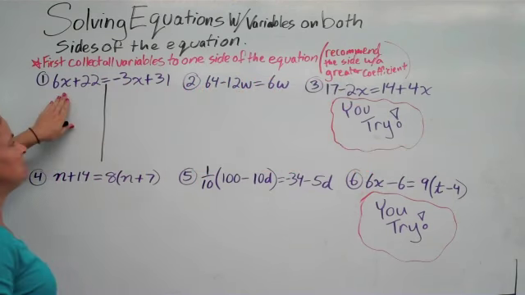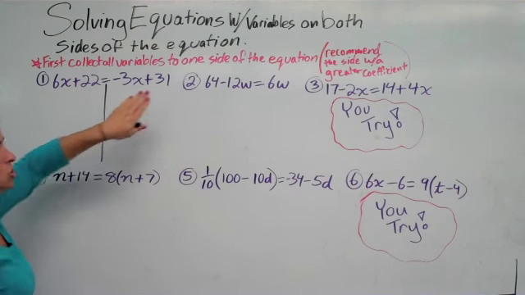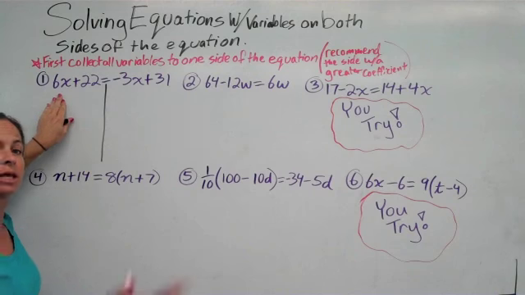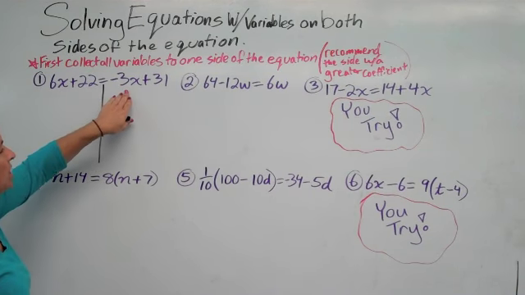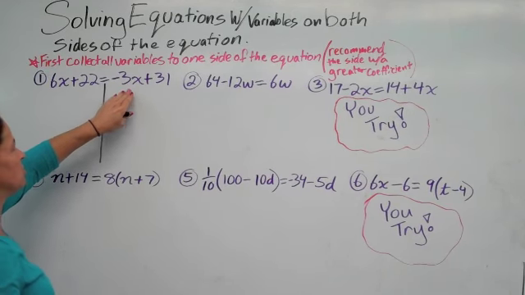I'm going to look at this. I have 6x plus 22 equals negative 3x plus 31. So do I have more variables on the left or the right? More on the left, so I'm going to collect them all over to that side. So I have negative 3x variables here. And so I want to get rid of those and bring them all over here.